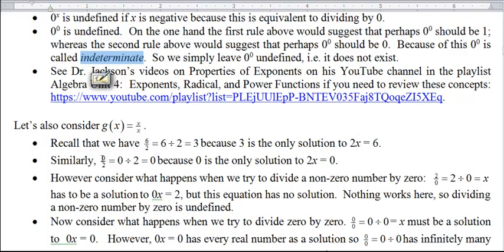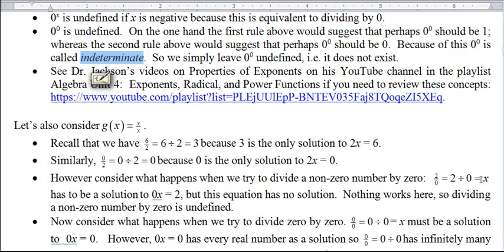Now, similarly, 0 divided by 2, whether you write it this way or this way, is 0 because this last 0 is the only solution to the equation 2 times x equals 0. Now, however, consider what happens if we try to divide a non-zero number by 0, for example, like 2 divided by 0. Well, let's call that x.